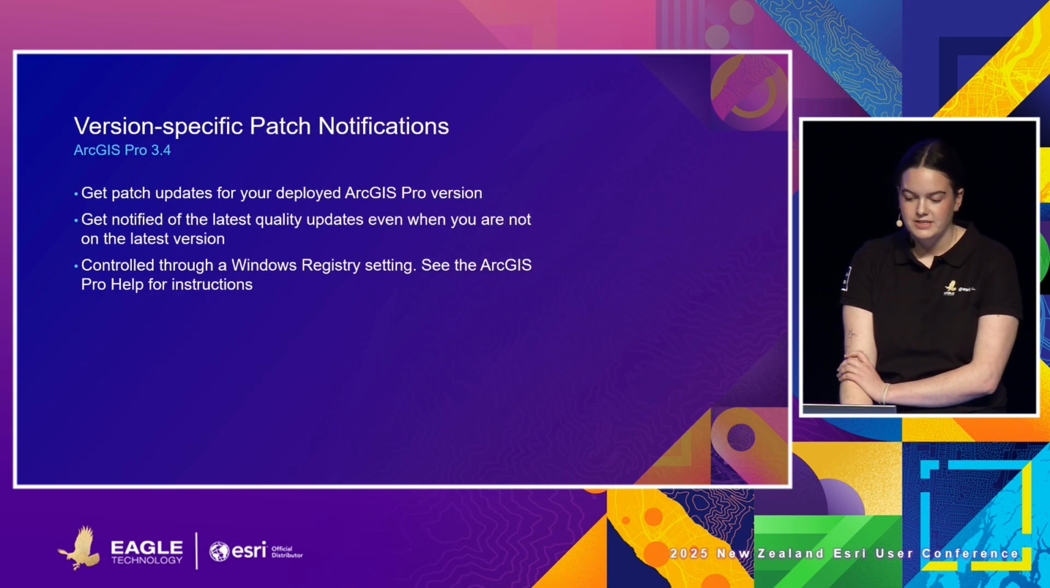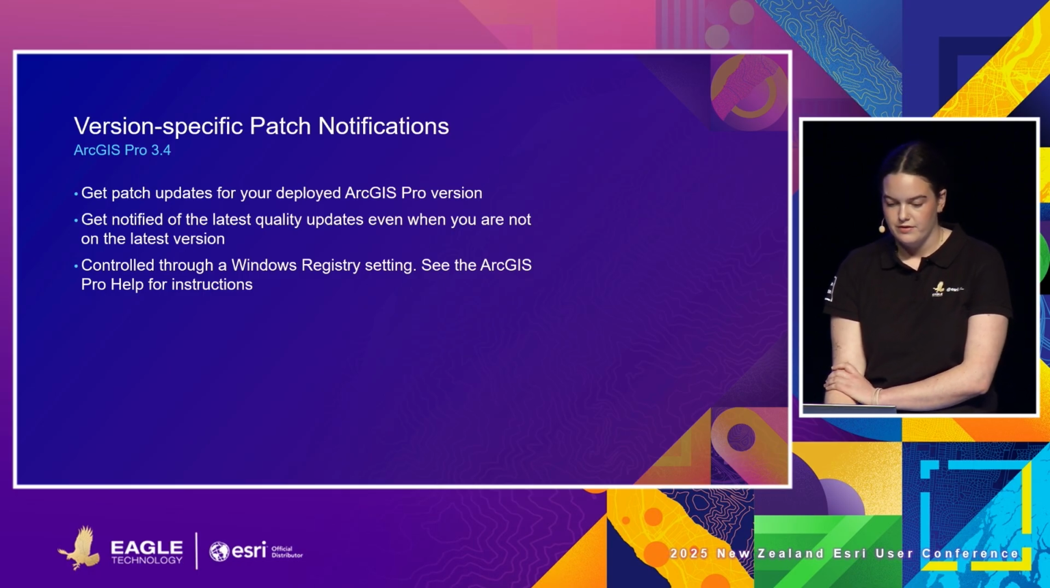To help keep you more updated, 3.4 also came with version-specific patch notifications so that you can get patch updates for your deployed ArcGIS Pro version. So for those of you that are not on the latest update of ArcGIS Pro, you will still get notified of the latest quality updates for that version.